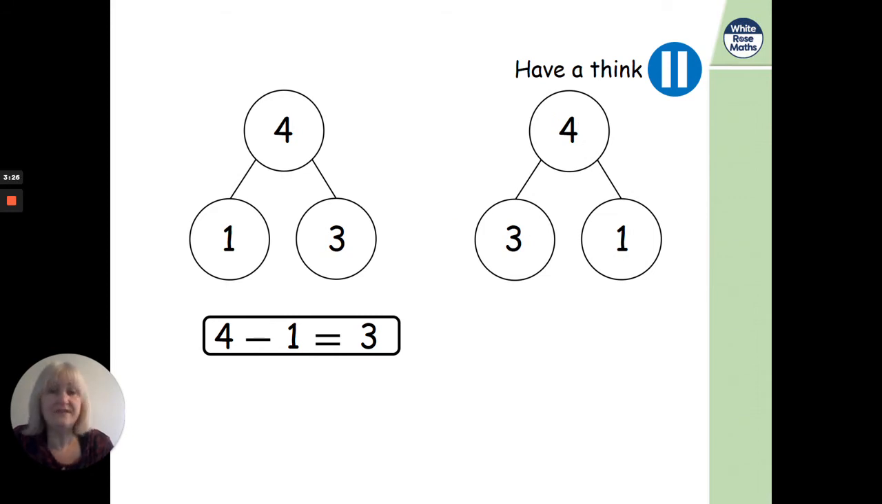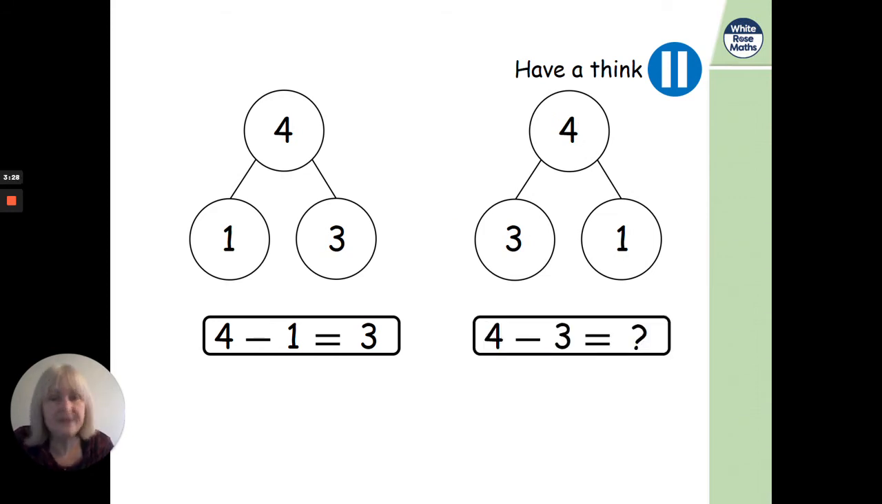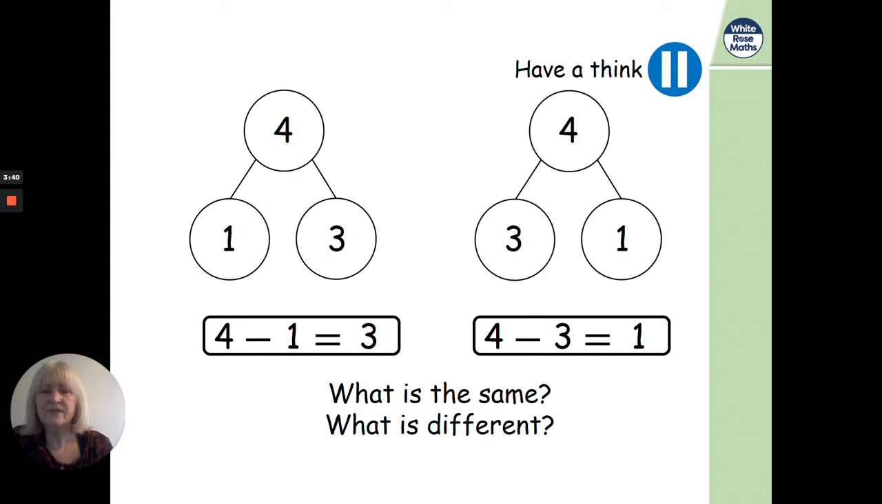So if we had the same cherry diagram, but this time if we took away the 3, we start with 4, we take away 3. How many would we have left this time? Yes, we'd have the 1 left. What is the same and what is different? Well, the same is the whole number, isn't it? The whole number is 4. The same are the 2 parts, a 3 and a 1, or a 1 and a 3. The difference is the part that we choose to take away.